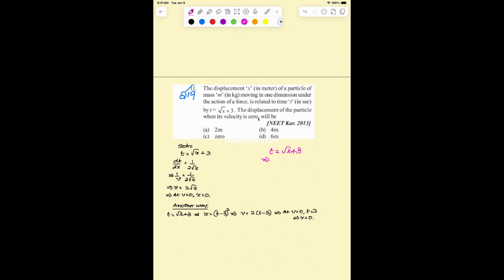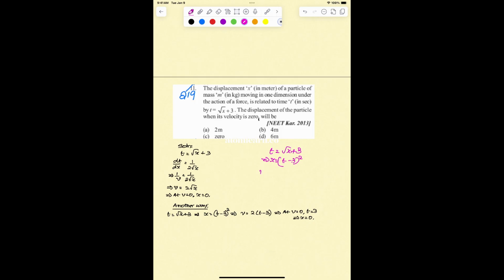Therefore, from here you can write x is equal to (t minus 3) whole square. Once you have written this, then it conforms to the independent variable t. Therefore, now it becomes straightforward. What they are asking is the displacement when the velocity is 0.